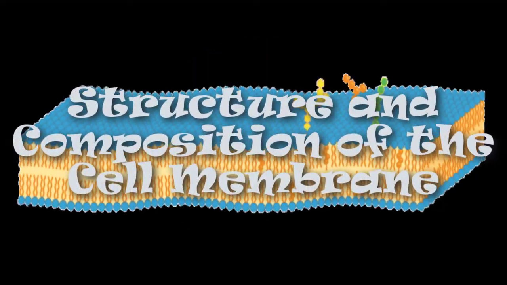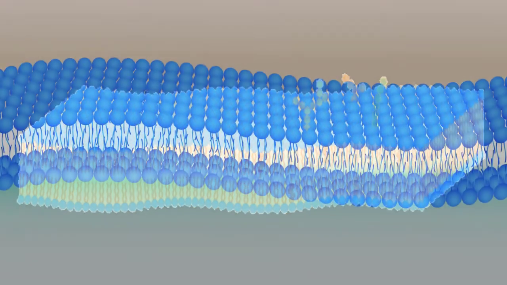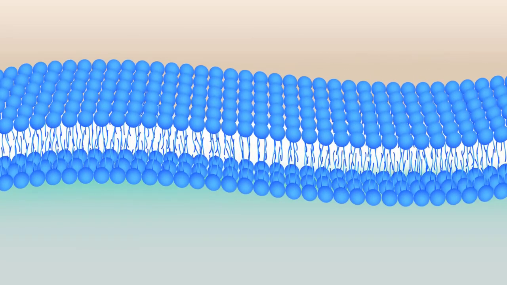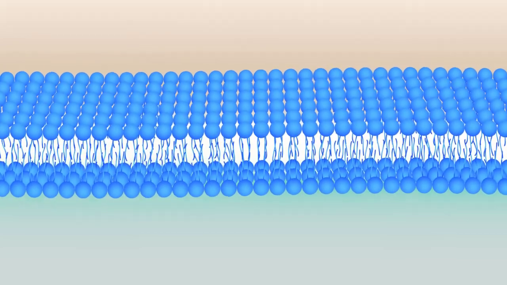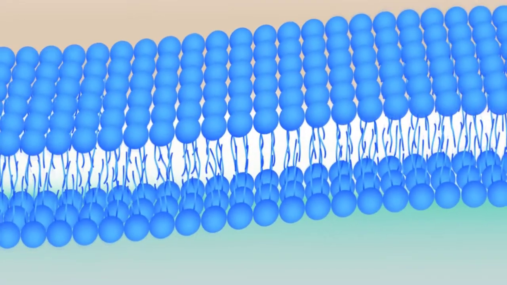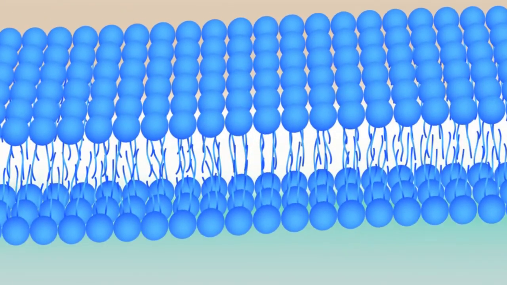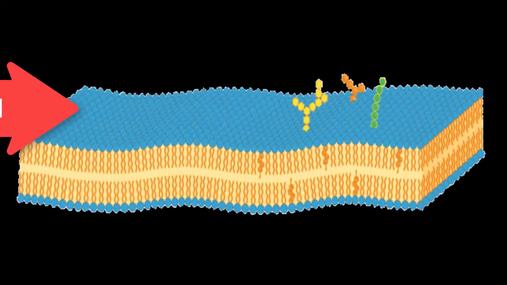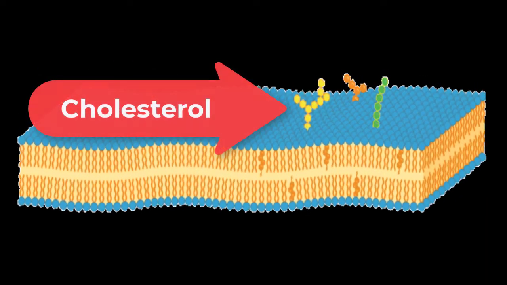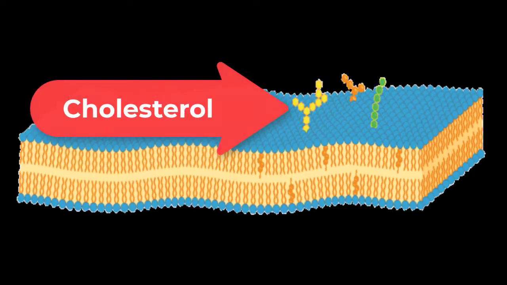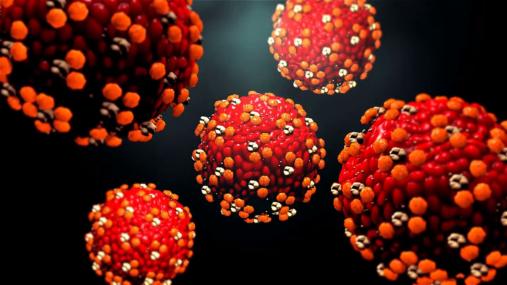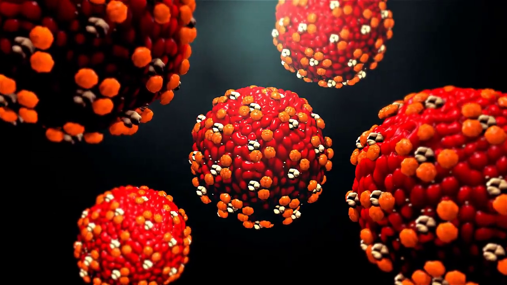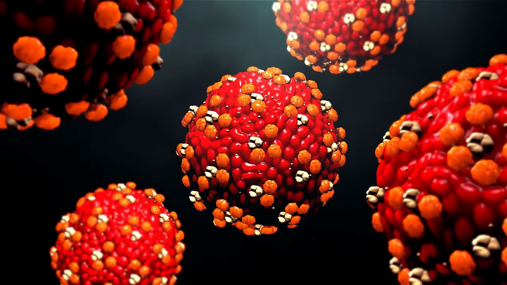Structure and composition of the cell membrane. The cell membrane is an extremely pliable structure composed primarily of back-to-back phospholipids, or a phospholipid bilayer. Cholesterol is also present, which contributes to the fluidity of the membrane, and there are various proteins embedded within the membrane that have a variety of functions.